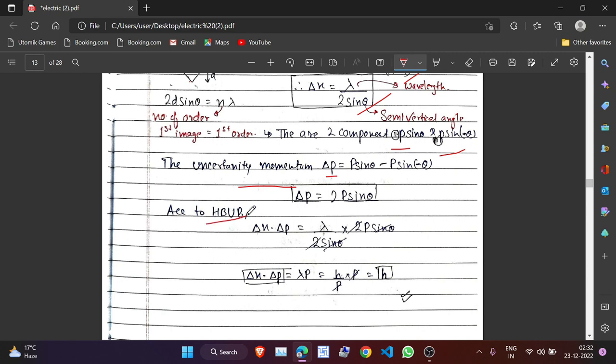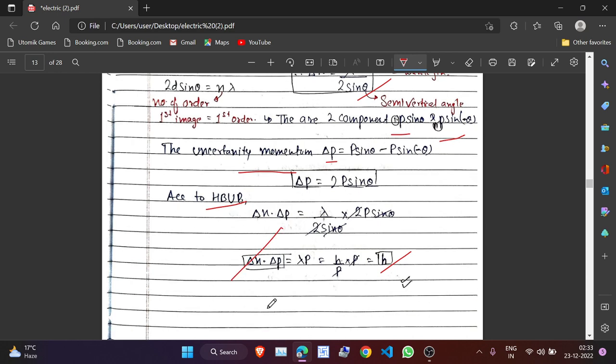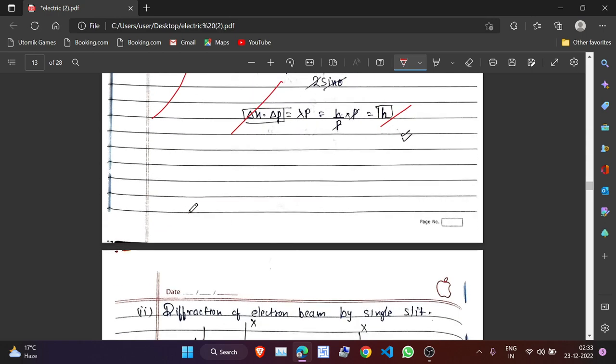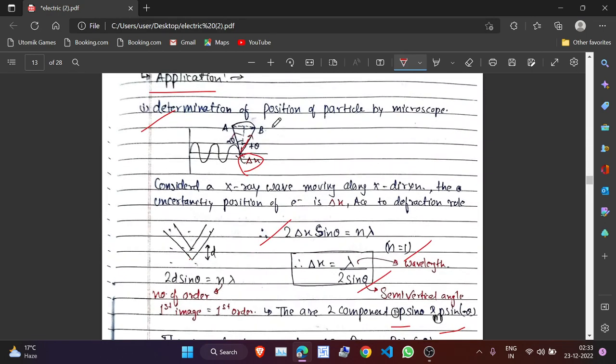According to the Heisenberg uncertainty principle, we can multiply both equations. On multiplication, delta x times delta p is equal to lambda upon 2 sin theta into 2p sin theta; the 2 and sin theta cancel. So delta x times delta p is equal to lambda p, and we can write lambda as h upon p. So p and p cancel, and it is equal to h. h is a constant, and this is again delta x times delta p. So the Heisenberg uncertainty principle is derived from this application, which is the determination of position of a particle by microscope.